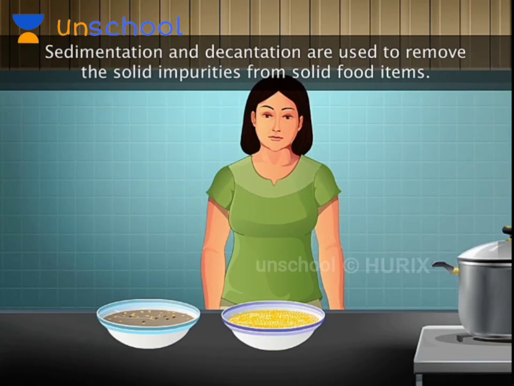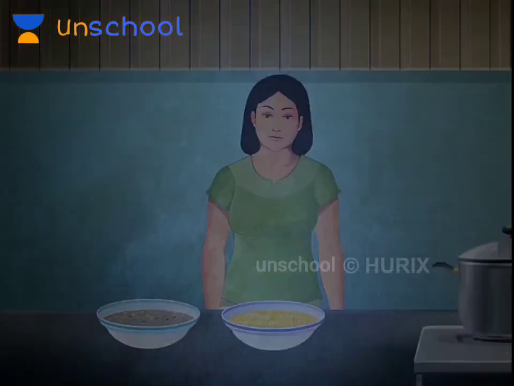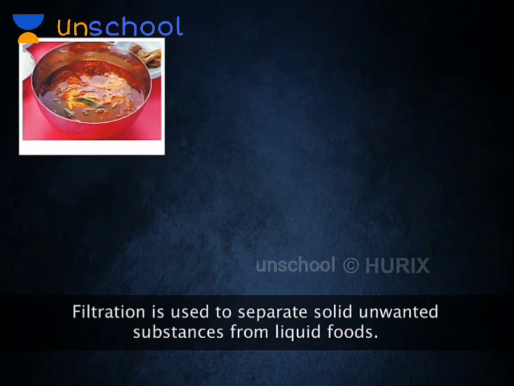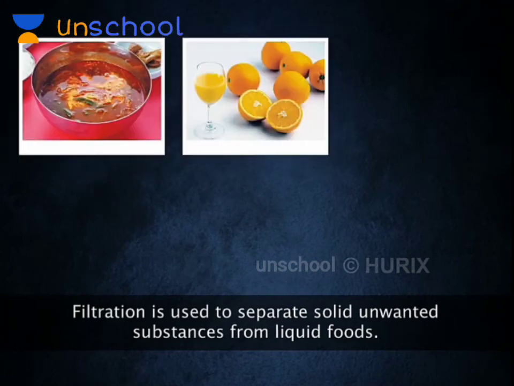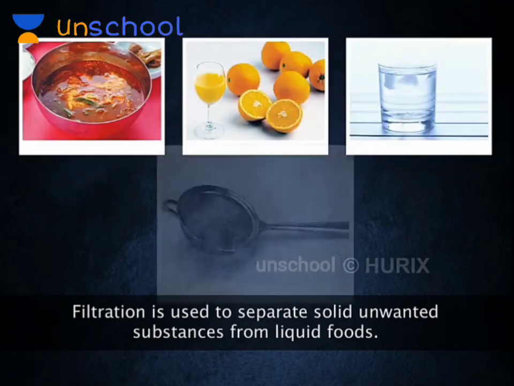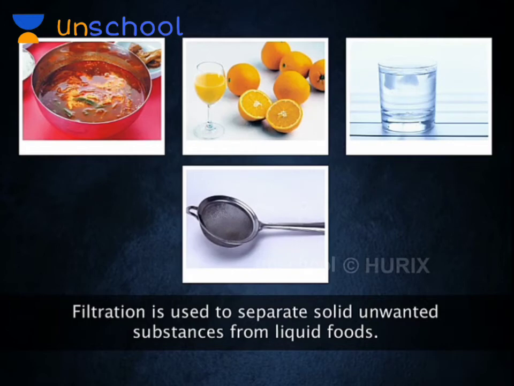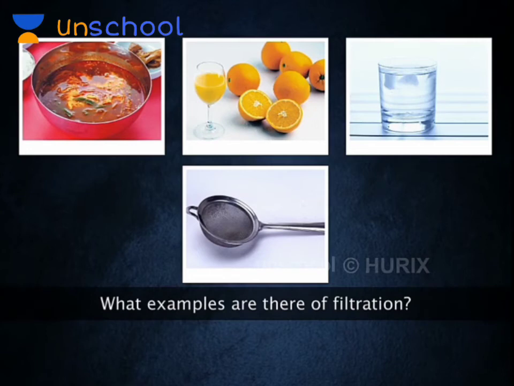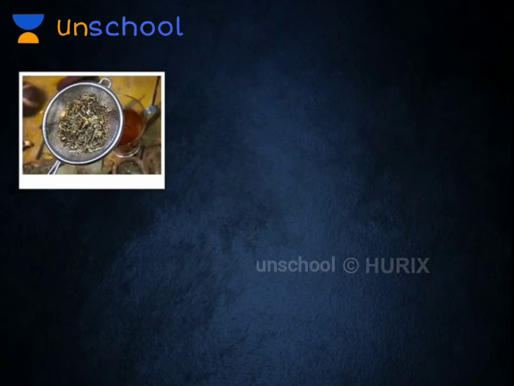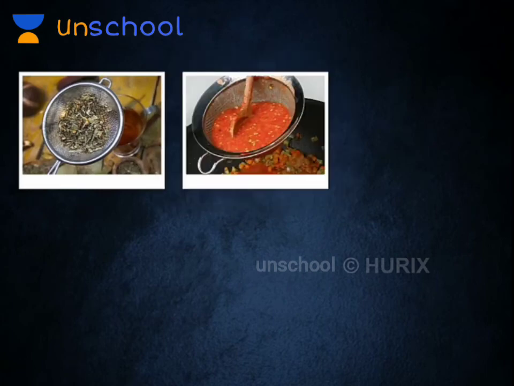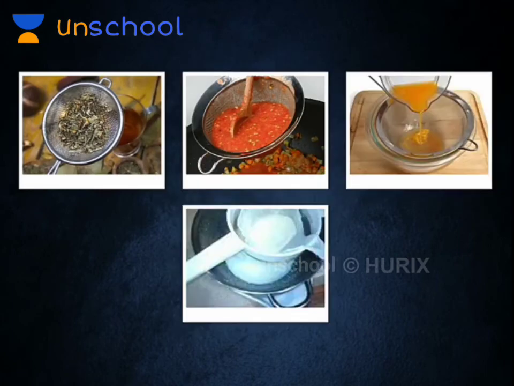To separate unwanted solid substances from liquid foods, we use a process called filtration. This method involves a filtering device like a strainer. Can you give some examples of filtration? They are separating tea leaves from tea, pulp from vegetables, fruit juice and cream from milk.